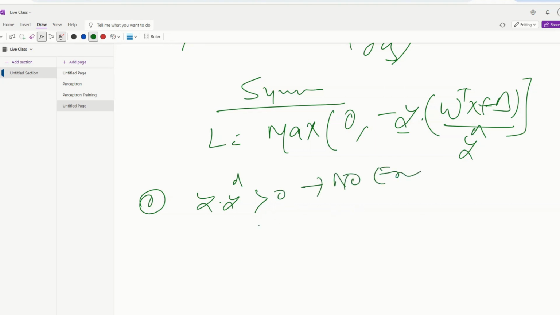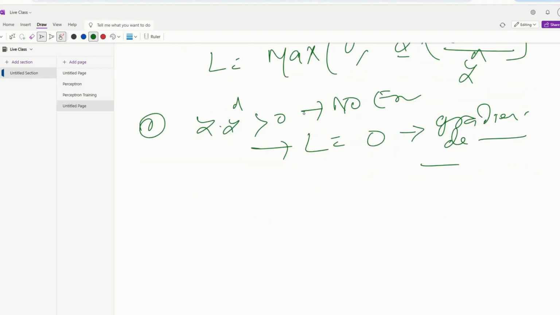Okay, if there's no error, L is 0. There's no error, and the derivative, gradient descent, will not play any role here. Gradient descent will not make any contribution here, because the slope will always be 0. Case number 2: if y into y predict is negative, then there will be an error case.